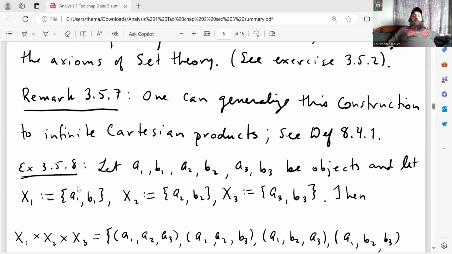Remark 3.5.7: one can generalize this construction to infinite Cartesian products, but we have to wait for chapter 8 to do that. Chapter 8 is on some more advanced set theory concepts. I think he does the axiom of choice in there, and we deal with infinite sets. We've seen some examples of infinite sets, but like I said, we'll look at infinite Cartesian products in chapter 8.